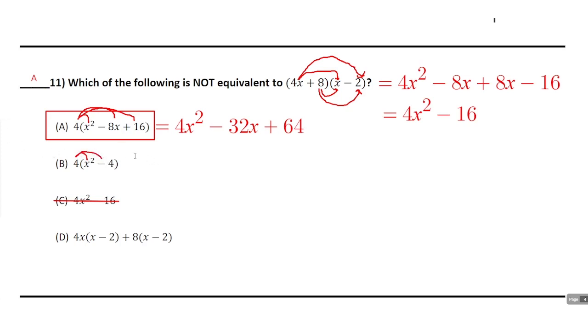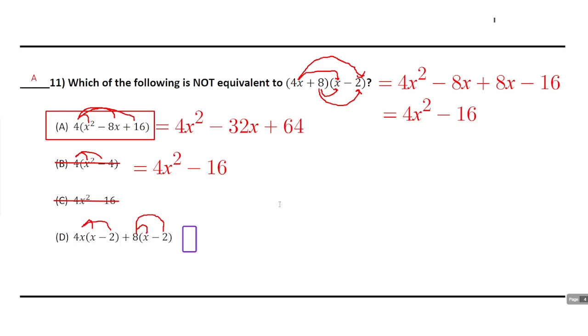Okay, 4 times x squared is just 4x squared. And 4 times negative 4 is negative 16. We can see that this does equal the same thing that we had over here, so our answer is not going to be B. And then just to rule D out finally, we're going to distribute and then follow that up with some combining like terms. So I'll just do that in 2 separate steps here.